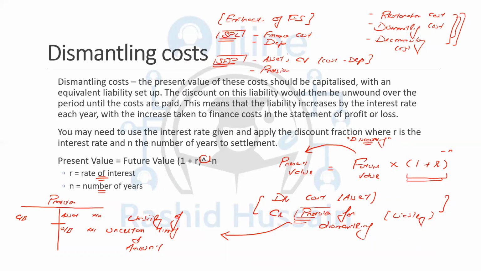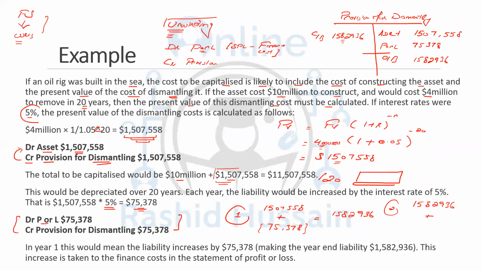If they're asking what figure is going to be in the statement of profit or loss, then you're going to tell them the two figures, or an aggregate figure of the finance cost and the depreciation. Finance cost is on the unwinding, and the depreciation is the cost of the asset divided by its useful life. When they ask you regarding the statement of financial position, it is going to be either the asset's carrying value, which is cost minus depreciation, or the provision, which is going to be the closing balance.